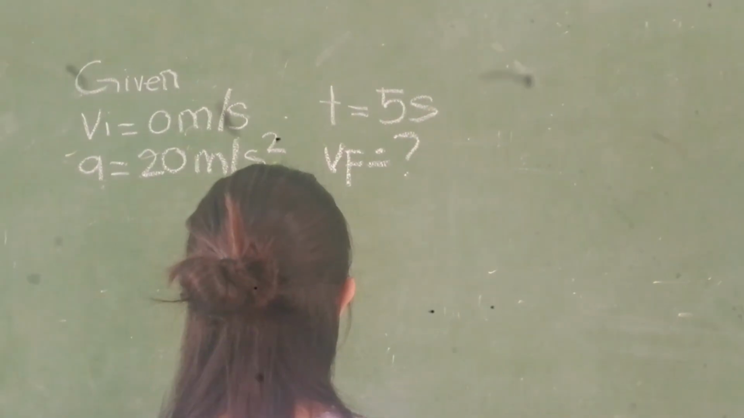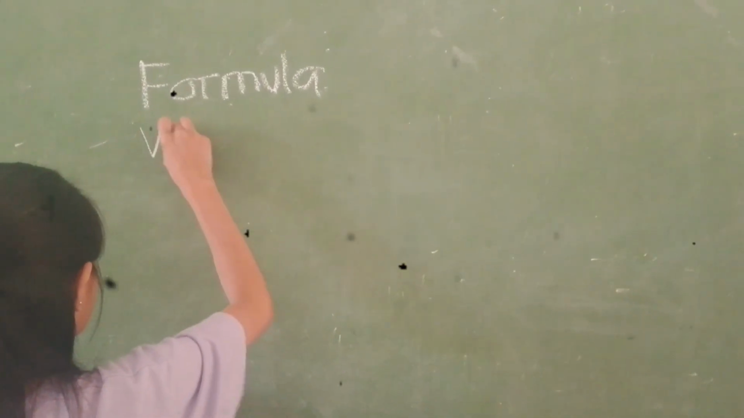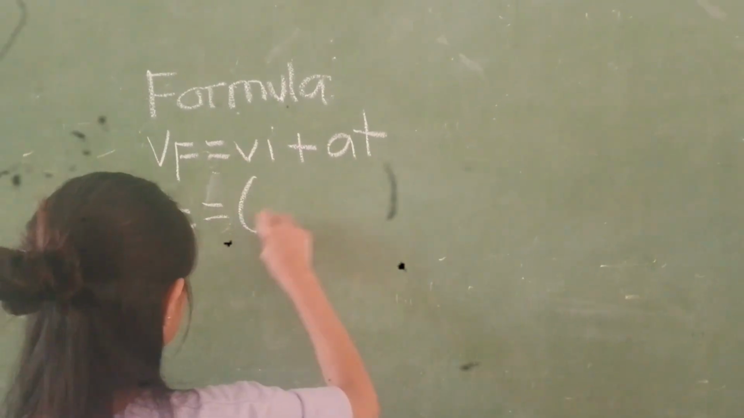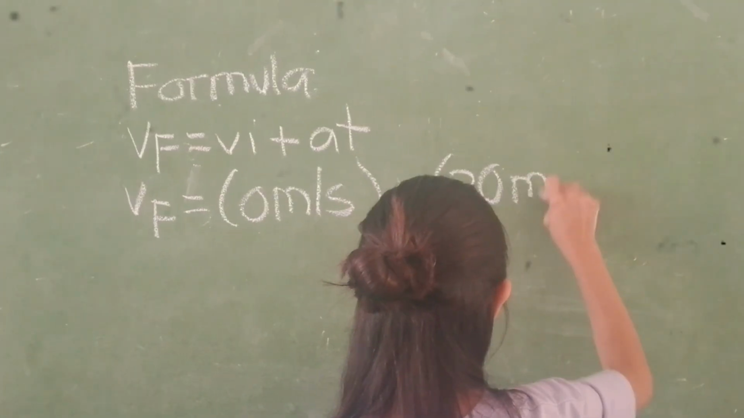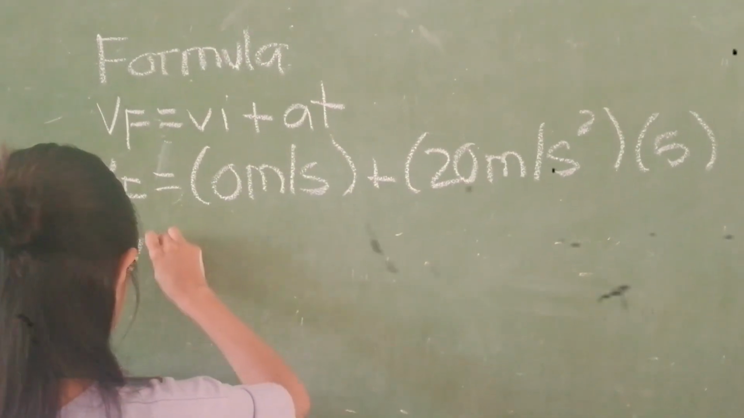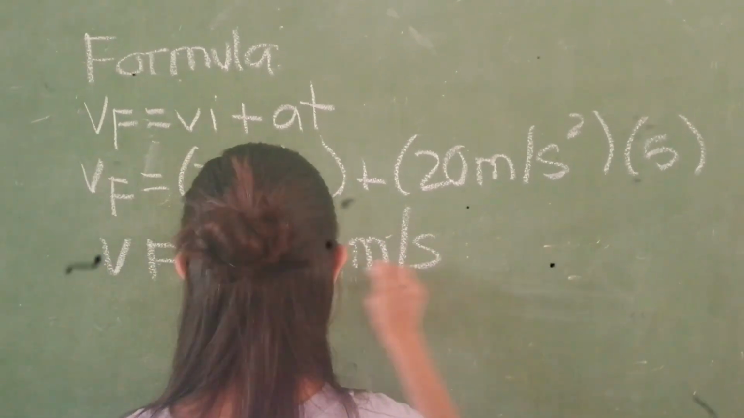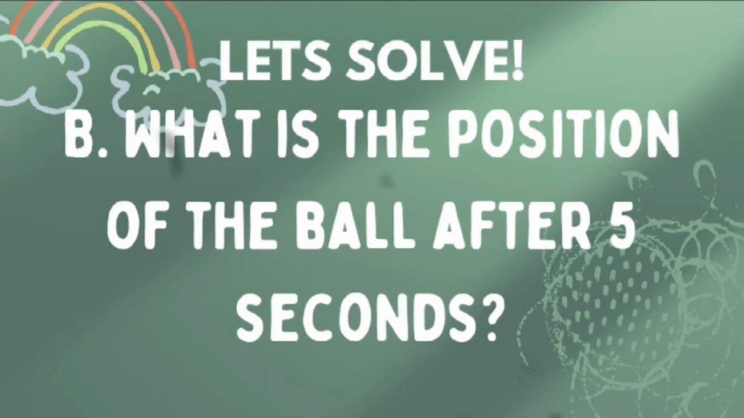For the formula, we use the formula for velocity, which is VF equals VI plus AT. The calculation is VF equals 0 meters per second plus 20 meters per second squared times 5 seconds. This gives us a final velocity of 100 meters per second. Now, for part B, we are going to find the position or the distance. We calculate first how far the ball has traveled.